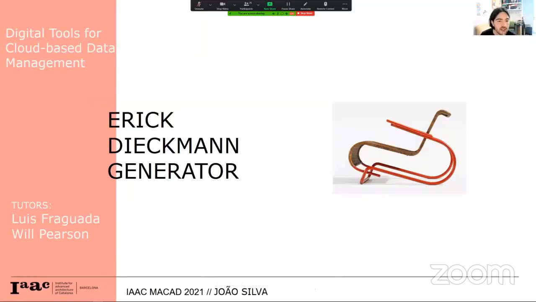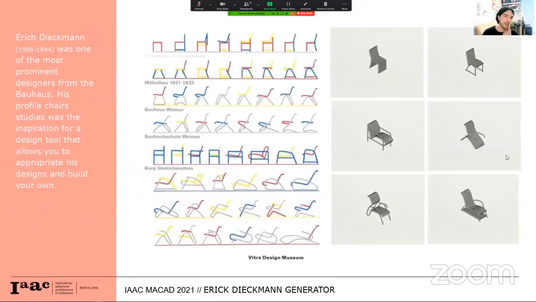Very excited to present to you the Eric Dickman generator. So in this final exercise, I decided to take inspiration from Eric Dickman, who was a designer from the Bauhaus, and this chair profile that I found really interesting because the parametric qualities of them are very obvious. And so I thought maybe I can do some kind of homage. And at the same time, as I'm paying my respects, I'm kind of bringing his design into the 2021 year.